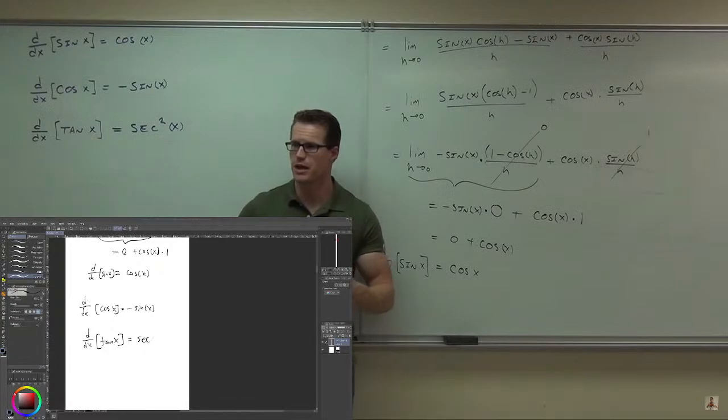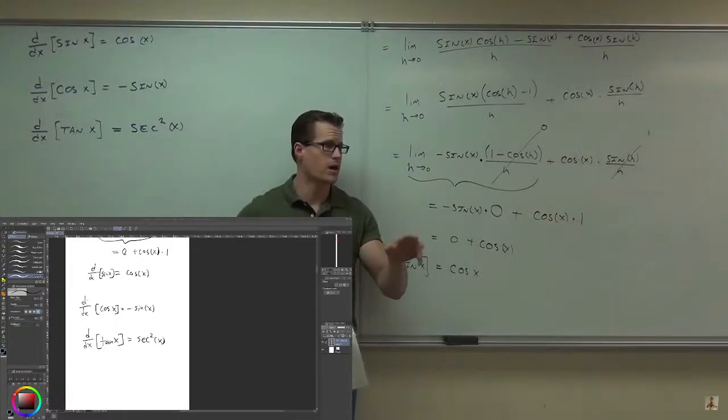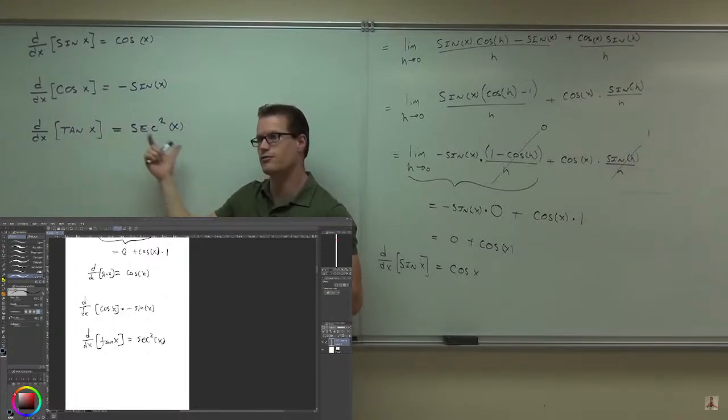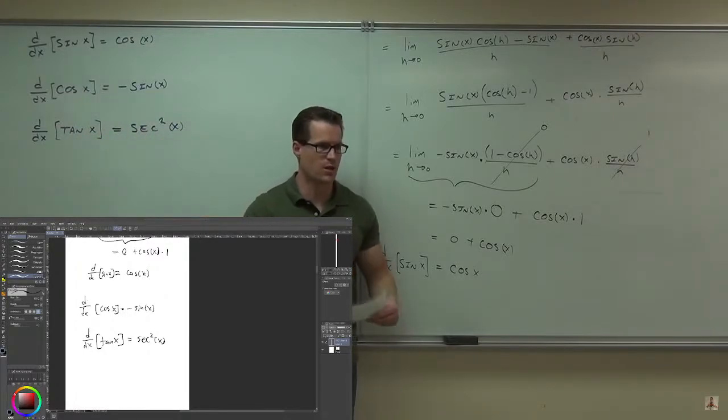Again, if you want to see these, I don't know if they prove them in your book, but you can come and see me, or do the quotient rule on your own. That might be an example for you to try later. Do the quotient rule on sine over cosine. It'll work out eventually to secant squared x. It might take a little bit of trigonometry to get there, but it will.